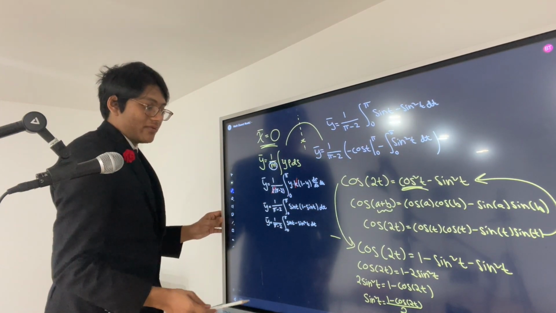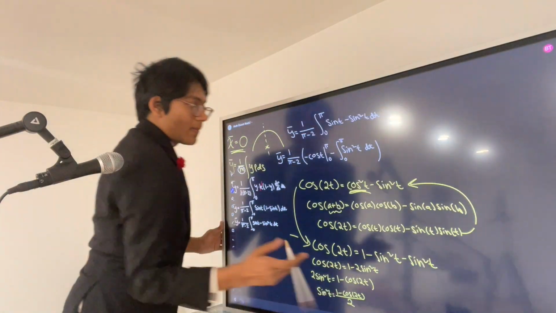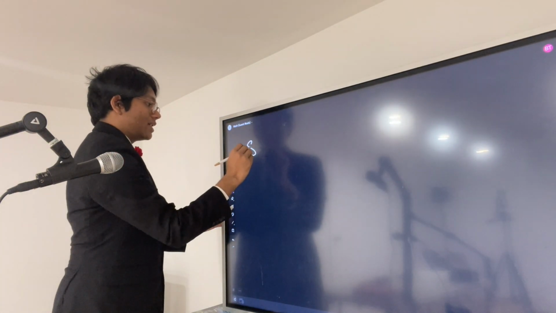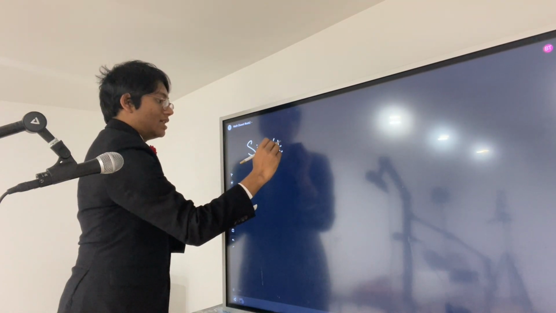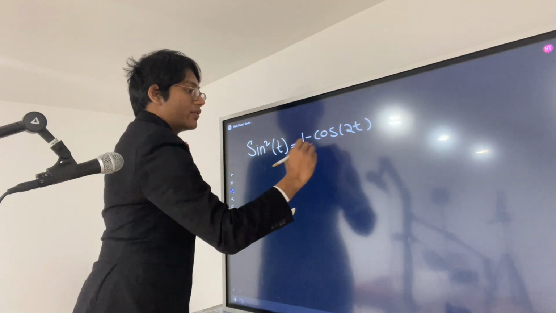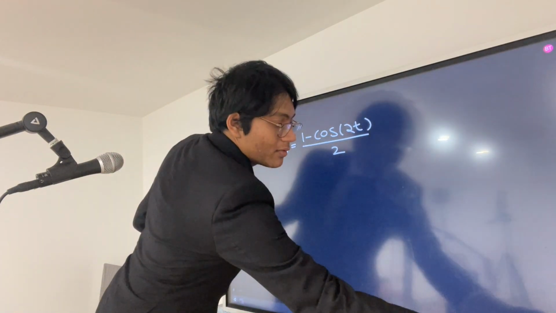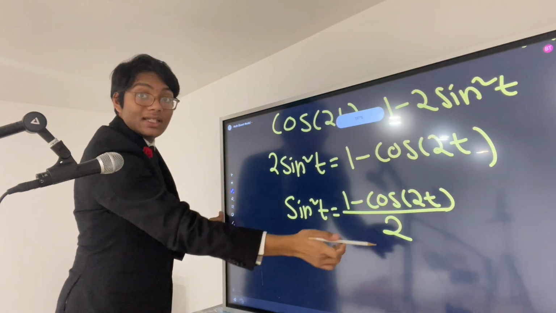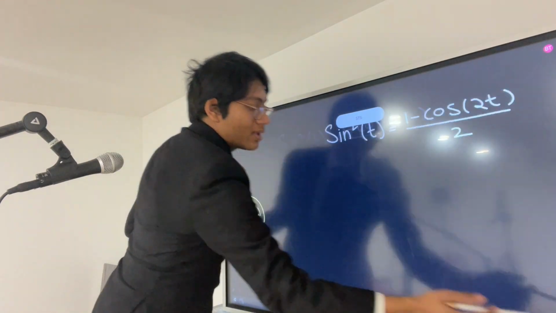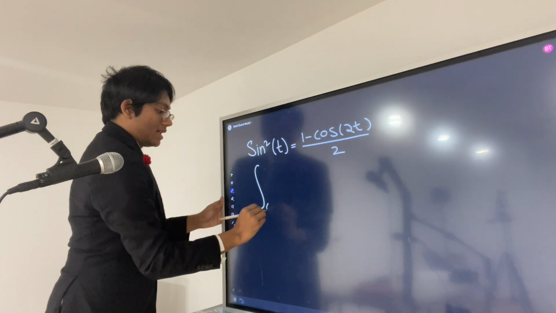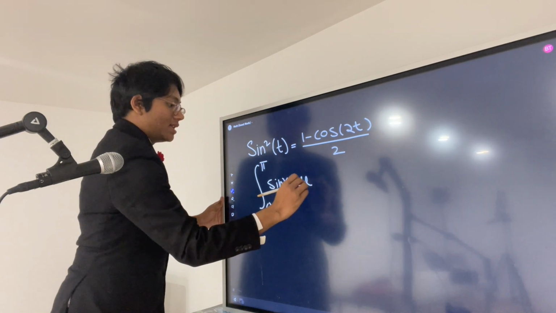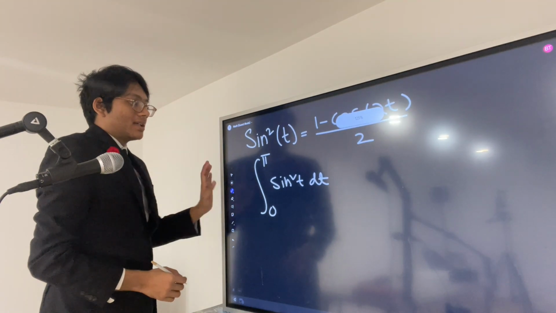So to do that, I'm going to head over to the next slide, if you don't mind. So we have the integral. Here's what we know. We know that sine squared of t is equal to 1 minus cosine of 2t over 2. Hopefully I wrote that correctly. Indeed, that's what it was. That's what we know, and what we want to know is the integral from 0 to pi of sine squared t dt. So let's go ahead and calculate this integral.